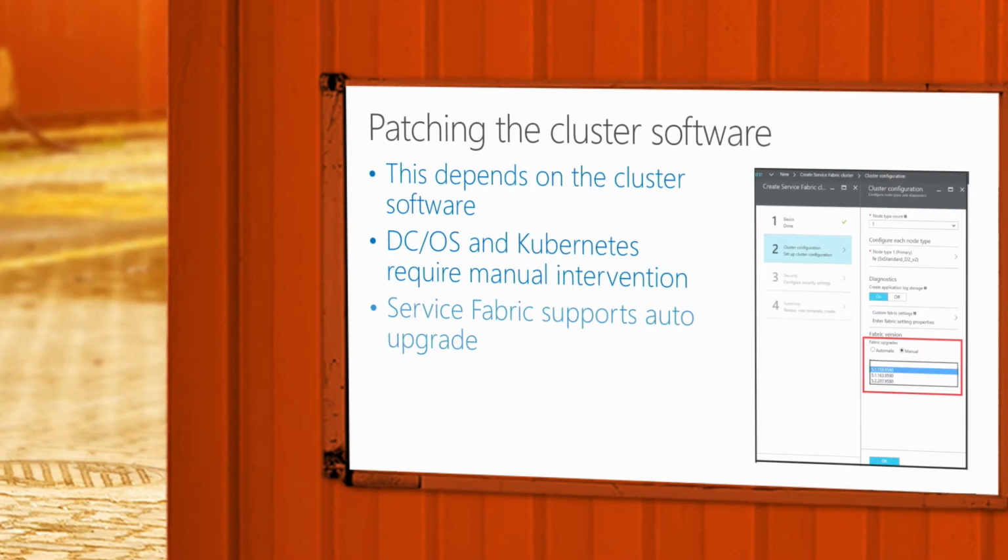With Service Fabric, we have the option to update the cluster automatically as part of the Service Fabric setup in Azure. If you prefer to manage upgrades yourself, you can also update it by hand by changing the ARM template of the cluster and reapplying the template with an updated version of the cluster software.